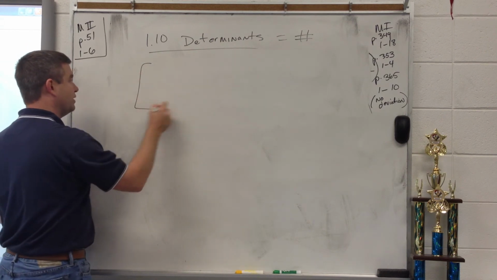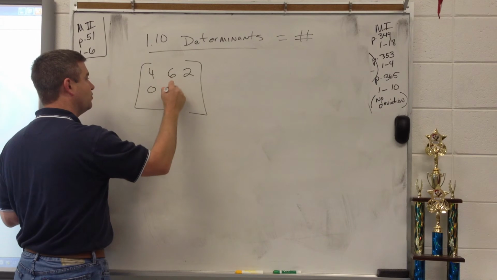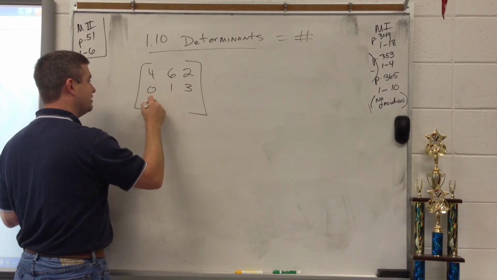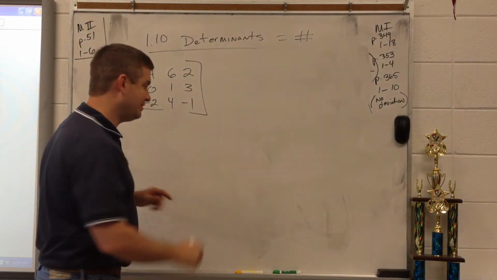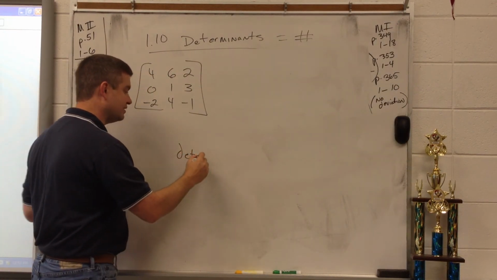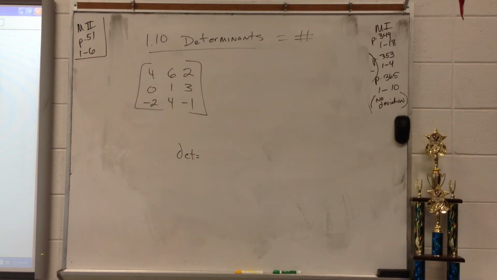All right, I'm just going to make one up. Here we go: 4, 6, 2, 0, 1, 3, negative 2, 4, negative 1. Find the determinant, with the understanding that the determinant is always equal to what? The determinant is always a what? A number. Very good. Try to find the determinant. 3 by 3 is as hard as they get. I should say that's as hard as I'm going to give you.